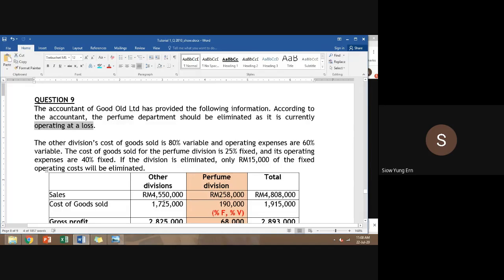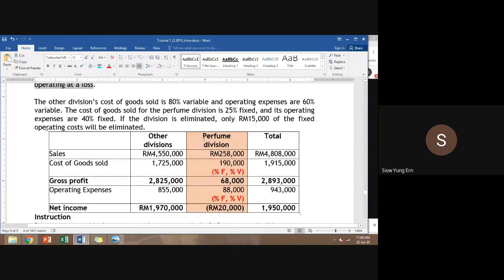So we are only looking at the perfume department. We don't want to look at other departments. This one all are okay. Do you see it is at a profit? They are earning a net income of 1.97 million. So no problem with other departments. The problem is with the perfume department. So our decision is to continue or to eliminate this perfume department.